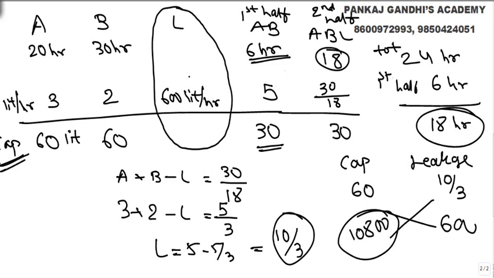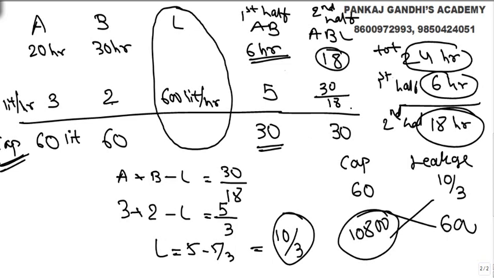A alone in 20 hours fills the full tank, B alone in 30 hours. Leakage empties 10 liters per minute, that is 600 liters per hour. The actual we keep aside. With 60 assumed, 20 hours gives 3 per hour, 30 hours gives 2 per hour. Leakage is at half height, so till half height both will fill. 3 plus 2 is 5, and 30 by 5 gives 6 hours. So the half tank is filled by A and B in 6 hours. Total time is 24 hours, 6 are already used, so the second half needs 18 hours.